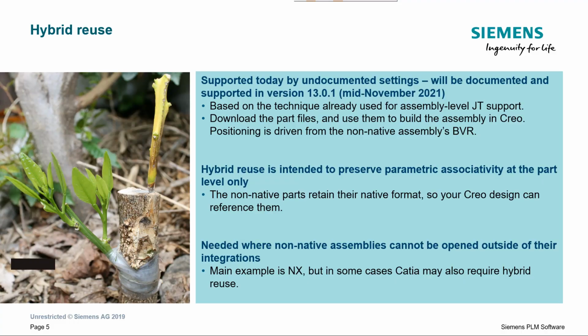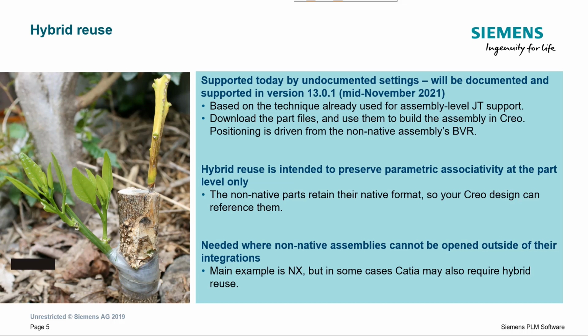The third and final reuse category is hybrid. It is not yet supported by the Teamcenter Creo integration, but can be evaluated by adding undocumented settings, which will be explained here. It's based on the long-standing technique used by the integration for JT-based assembly reuse, which is to download the part JT files, then build the non-native assemblies on the fly, as the JTs are being imported into Creo. In the hybrid case, the non-native CAD parts are downloaded, and their assemblies are dynamically built by the integration, using the positional information from the Teamcenter BOM view revisions.